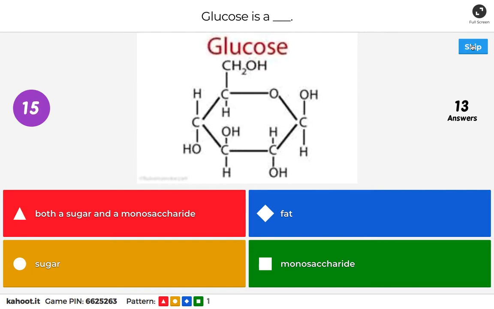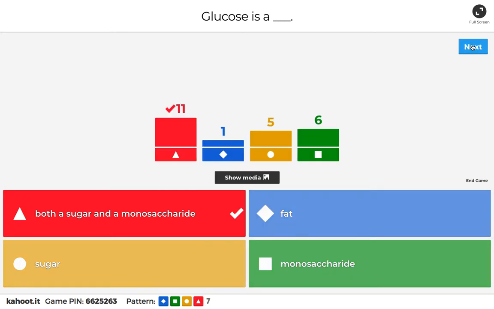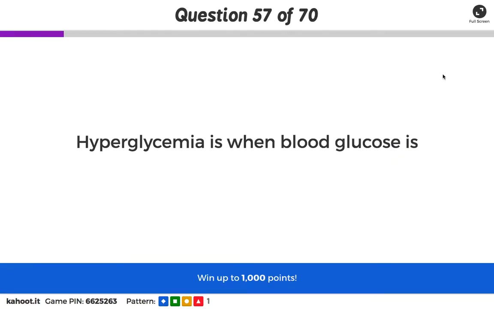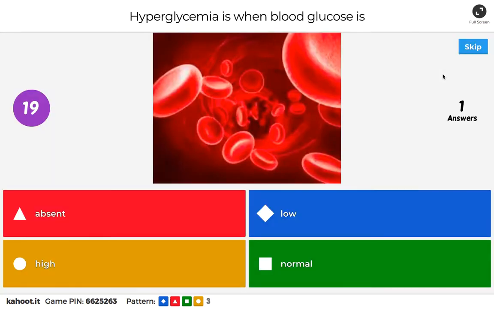I test myself. Yep. It is both a sugar and a monosaccharide. Good. Hyperglycemia is when blood glucose is... Hyperglycemia.